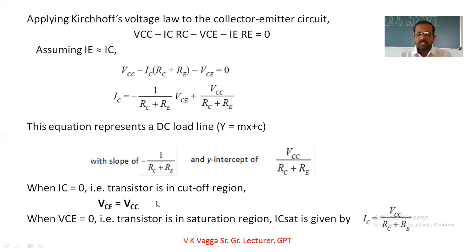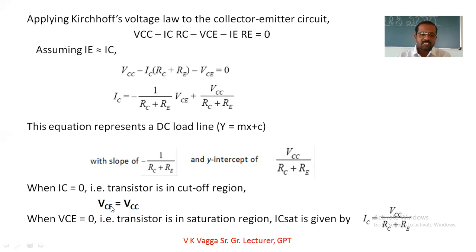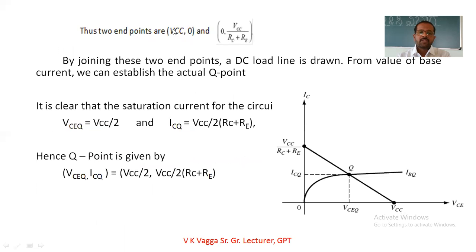Based on this, I can obtain two points here, the two endpoints. VCC comma 0 is one point: IC is equal to 0 and VCE is equal to VCC. If I take the point as VCE comma IC, VCE is equal to VCC and IC is equal to 0. So I can write the point as VCC comma 0. This is one point.